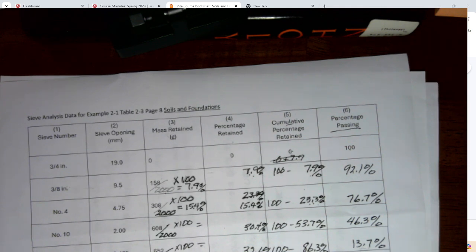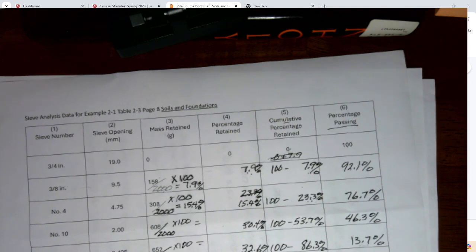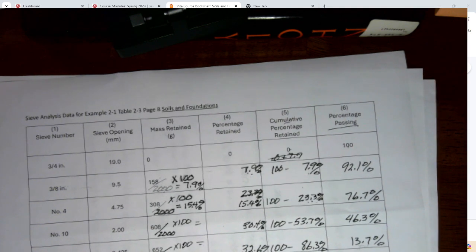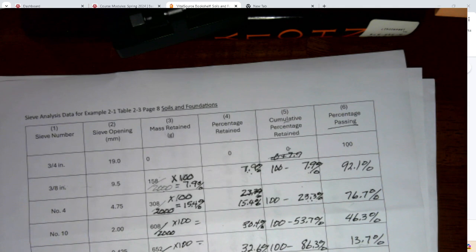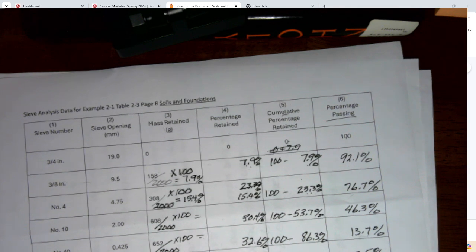100 minus that is 2.5% passing the 100. And when we get down here to the 200, we have 99.6 cumulative percent. To get the passing, we take 100 minus 99.6, and it gives us 0.4% passing. So that is less than 35%, so we can rule that we have a granular. We can rule out A4 through A7.